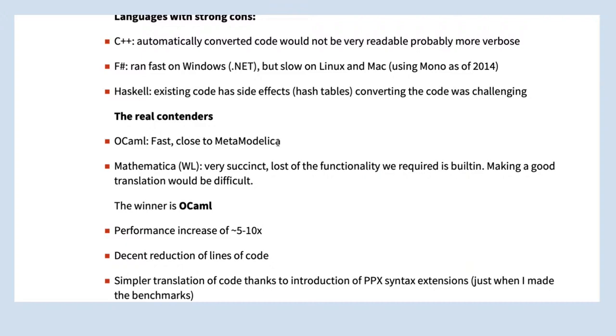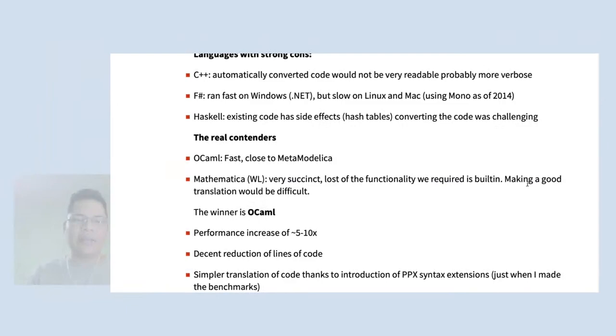And the other contender was Mathematica or the Wolfram language, because it's a language that is used in-house, and it is very succinct. It also has a lot of functionality. So we could have deleted many lines of code. But it is also challenging to do an automatic translation, because some of the fastest ways of doing something in Wolfram language are not something we could map very well to what we do in MetaModelica. So we also had this problem that making a good translation would be difficult.